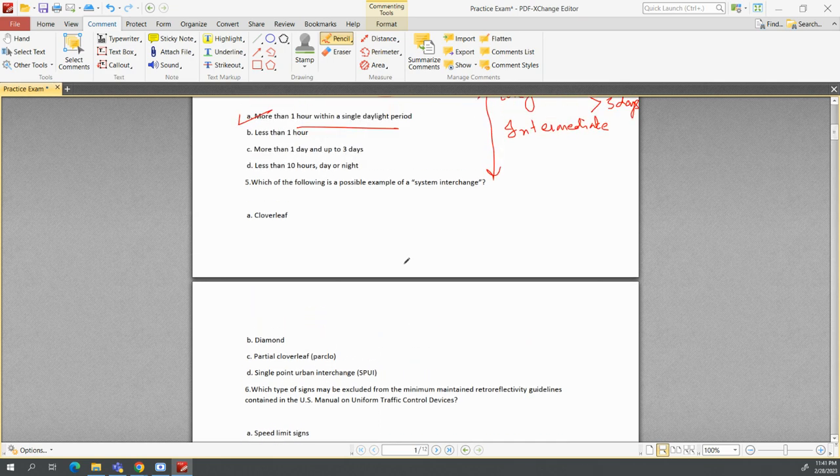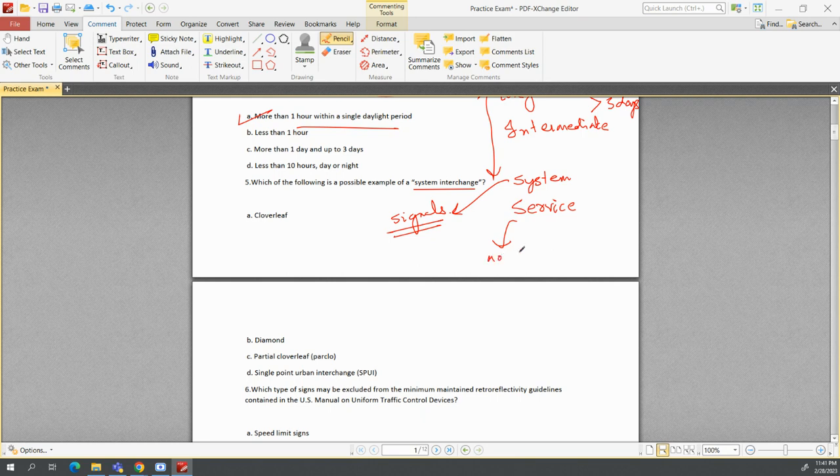Which of the following is a possible example of a system interchange? What is a system interchange? There are two types of interchange. Okay, so one is system interchange and one is service interchange. So system interchange, what it does is, for system interchange you have signals, and for service interchange there will be no signals. Like from one freeway to another freeway, you will find no signals.